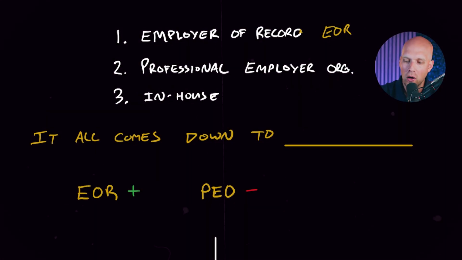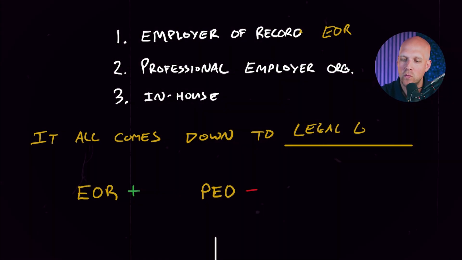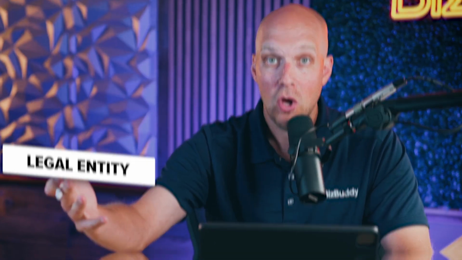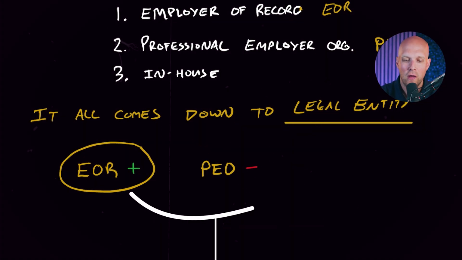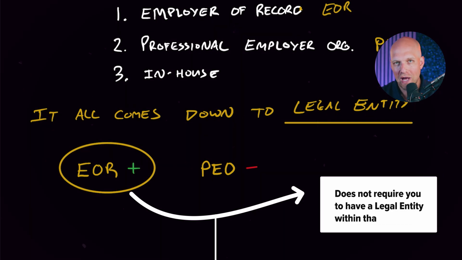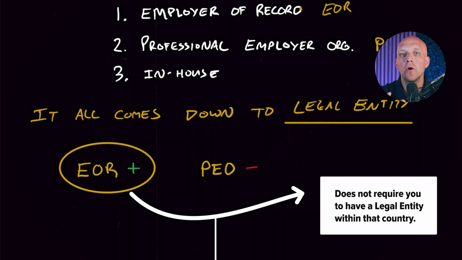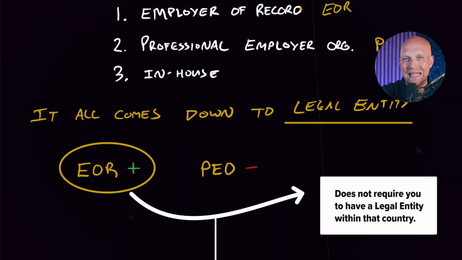Well, really, it all comes down to a legal entity. That is what you have to ask yourself: do you have a legal entity within the countries that you are trying to hire? Let's say you're trying to hire in Bolivia. With an EOR, I have a little plus sign here, I'm going to circle this, because with an EOR you do not need a legal entity. The employer of record is the legal entity that takes care of that for you. With the PEO, you're going to need to set up a legal entity in that country.